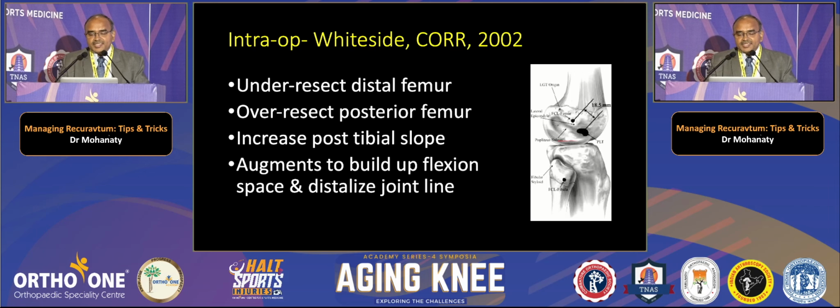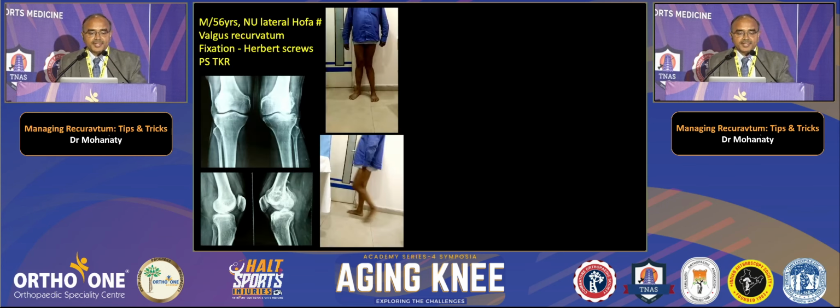Whiteside, in addition to under-resecting the distal femur, suggested doing an over-resection of the posterior femur and increasing the posterior tibial slope along with that. And if required, you may use the augments to build up the flexion space and distalize the joint line. So you need to also keep the constrained knee in your theater so that you can address this condition.